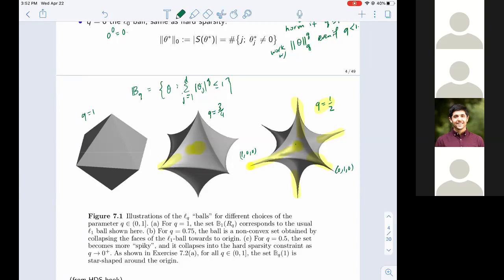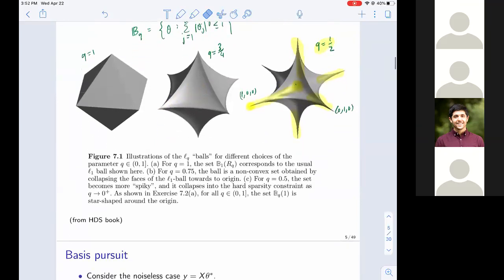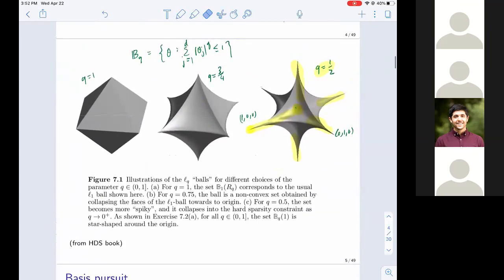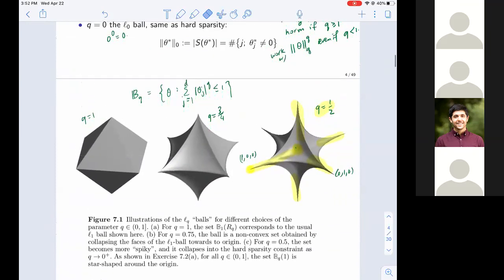I see. So if q is bigger than 1, then it does not induce sparsity, but if q is less than 1, it induces sparsity. Yes, it forces you to be closer to the coordinate hyperplanes. I see. Okay, good, thank you. No problem. Just geometrically, you can play with this and convince yourself that these are interesting cases.